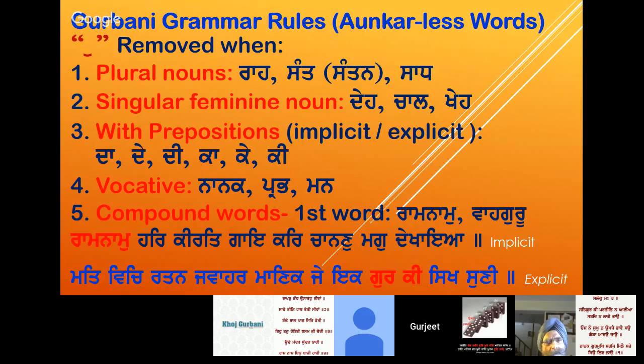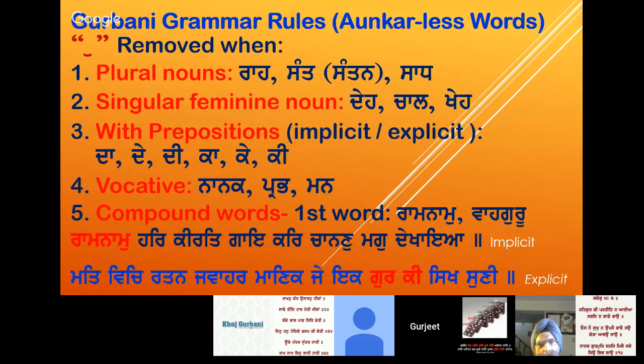Then Ram Nam Har Kirat Gai Kar Chanan Mag Dikhaya. This is an example of an implicit case in that Ram Nam has got an implicit preposition in it. Ram Nam Di Hari Kirti Gai. And it's not written there, but I assume that's how you will be able to find the correct meaning.